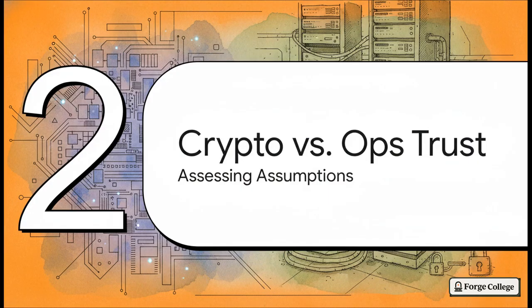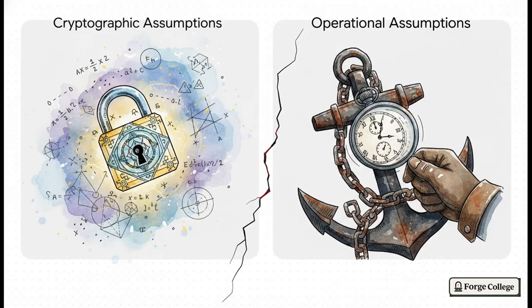Section 2. Cryptographic versus operational trust. Assessing assumptions. As engineers and architects, we have to formally separate our assumptions here. We need to separate what we assume about the hash functions happening inside the computer from what we assume about the real-world data transport and storage happening on the outside.